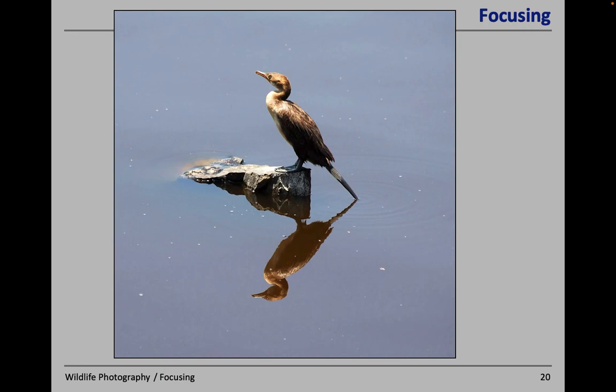Again, something I didn't take into account, and maybe I would have changed it if I'd realized it at the time. I'm looking down on this cormorant with its beautiful reflection in the water and the tail just touching the water, producing these ripples there.